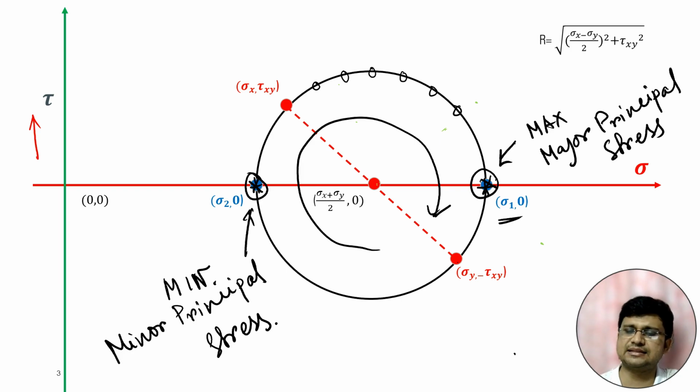And for these 2 points, another thing is very important. For these 2 points, shear stress is actually 0, because these points are over the x-axis, that is the axis of sigma. So for these 2 points, the value of tau is 0. For major principal stress and minor principal stress, these planes are known as principal planes. For a principal plane, shear stress will be 0.